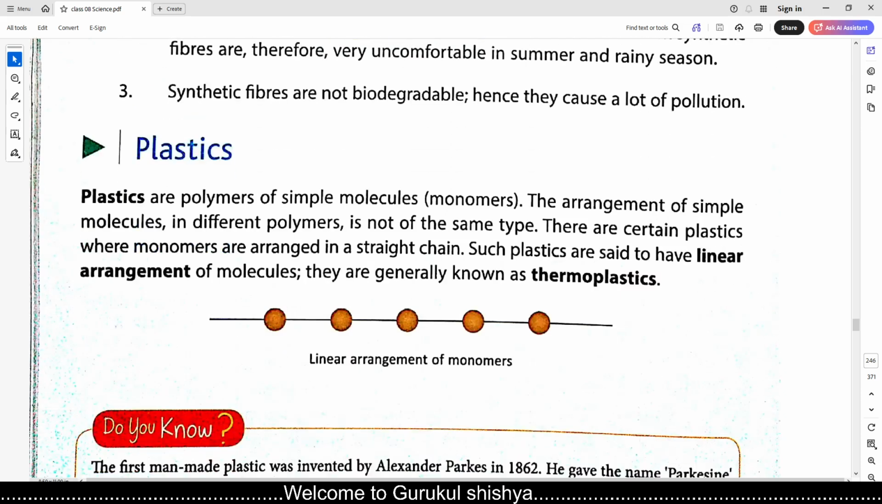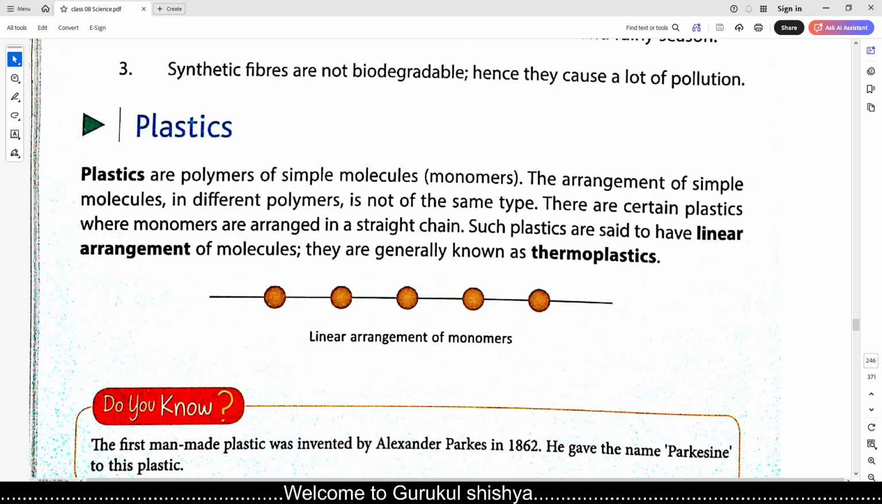Plastics. Plastics are polymers of simple molecule monomers. The arrangement of simple molecules in different polymers is not of the same type. There are certain plastics where monomers are arranged in a straight chain. Such plastics are said to have linear arrangement of molecules. They are generally known as thermoplastics.